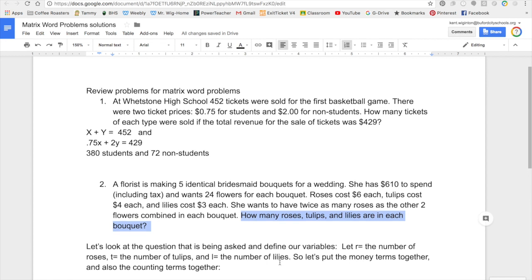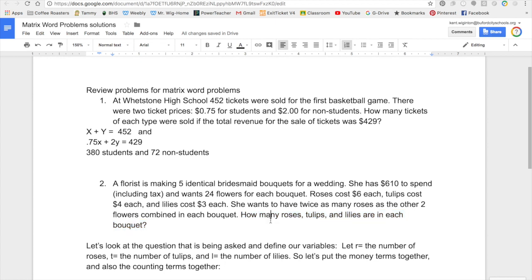All right. So the first equation, without even looking at the solutions, I think we can come up with a couple of these pretty easily. We know that we have $610, as well as we want to use 24 flowers in each bouquet. The last part is a little trickier, though this one's not too bad. She wants to have twice as many roses as the other two flowers combined. So if I added the lilies and the tulips together and I double that number, I get the number of roses to be used. That's where that equation is going to come from.